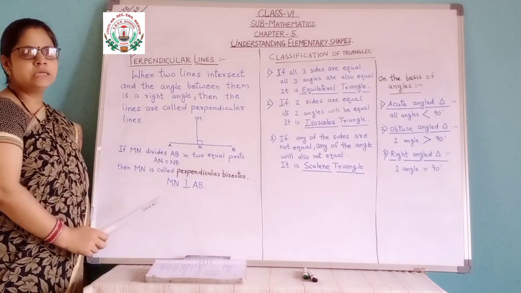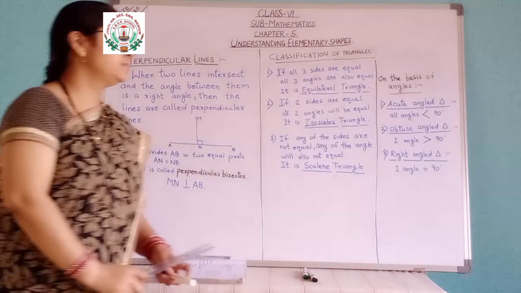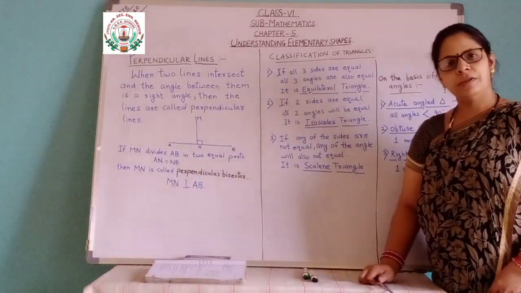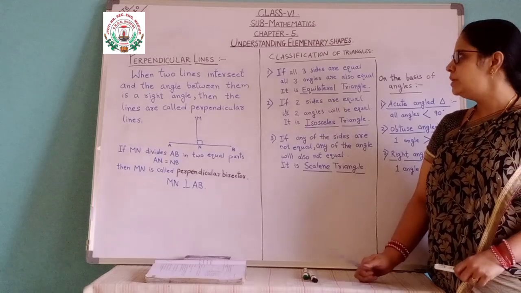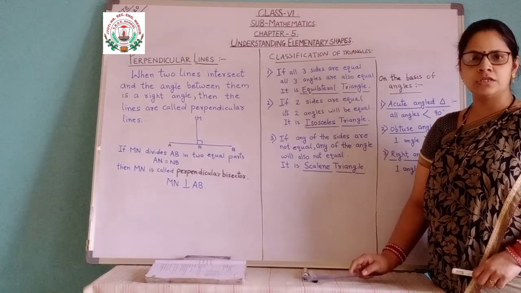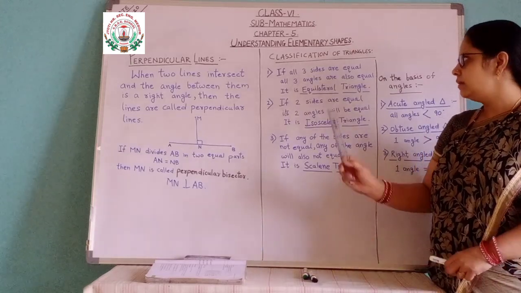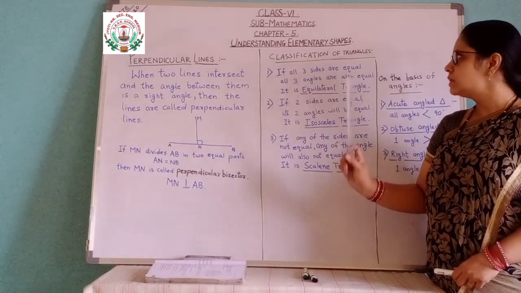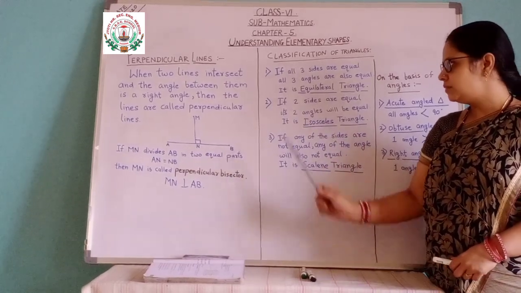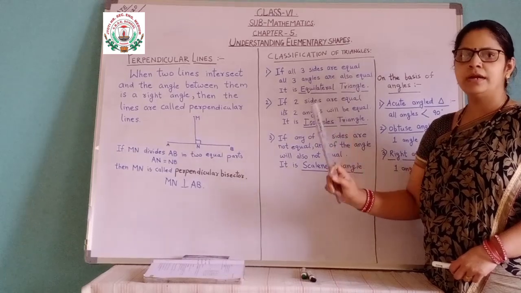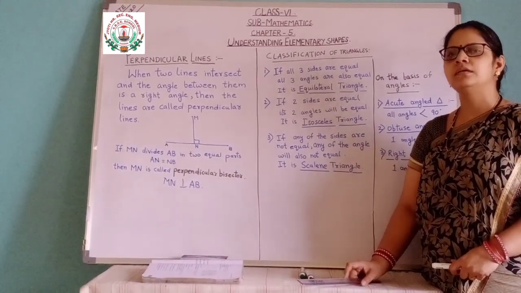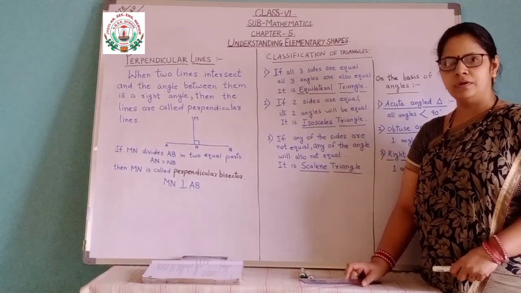Our next topic is classification of triangles. Triangles we have seen in the previous chapter. Triangle means tri means three, angles means when the corner is formed. So triangle, everyone knows what is a triangle. Classification of triangle here. Now the basic equilateral triangle, isosceles triangle and scalene triangle, we have seen a little bit of that in the previous chapter also.